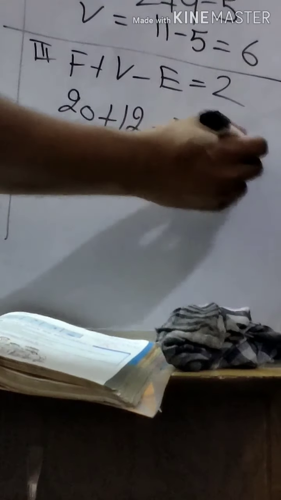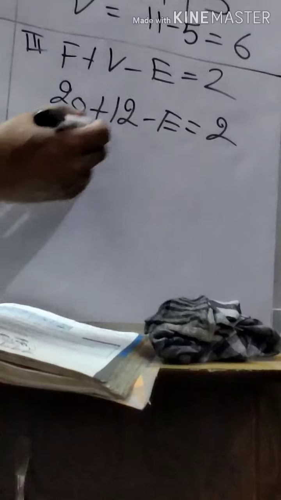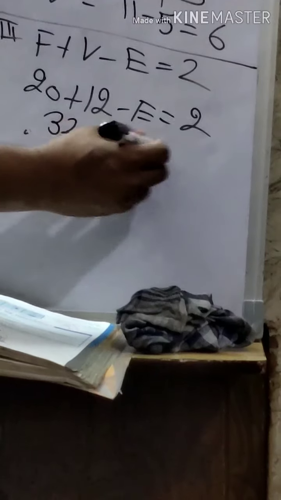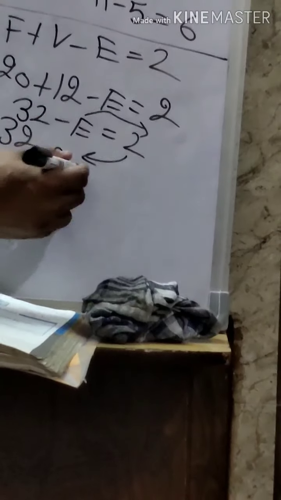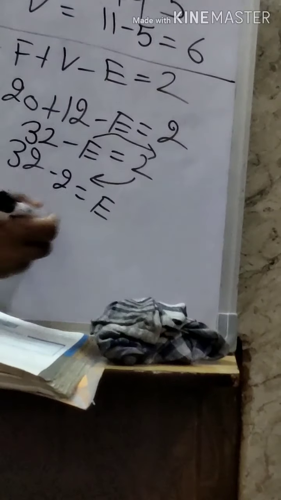Now next, the third, can you revise with me? First write the formula: faces plus vertices minus edges. Clear? So faces is 20, vertices 12, and edges you have to find out, is equal to 2. So 20 plus 12, 32 minus E is equal to 2. It is very much easy. You shift 2 here and minus E to that side. So E is equal to 32 minus 2, 30.